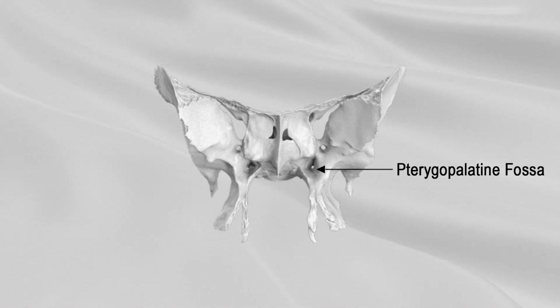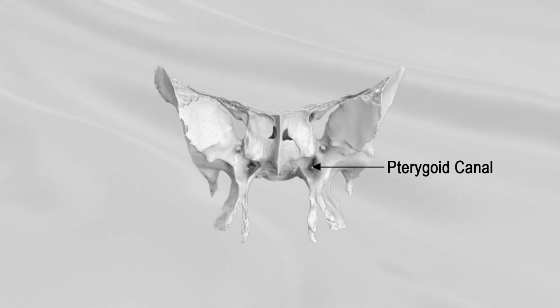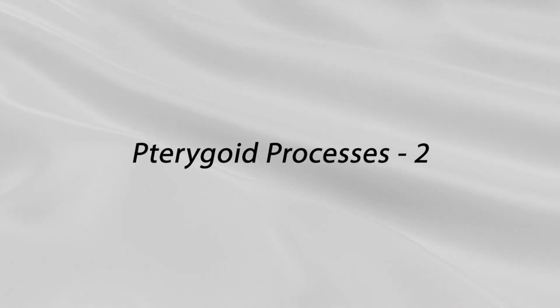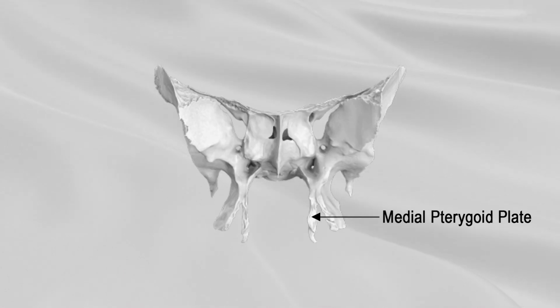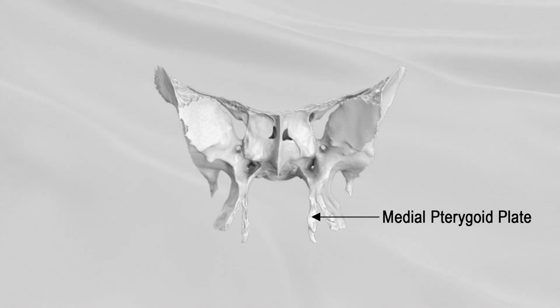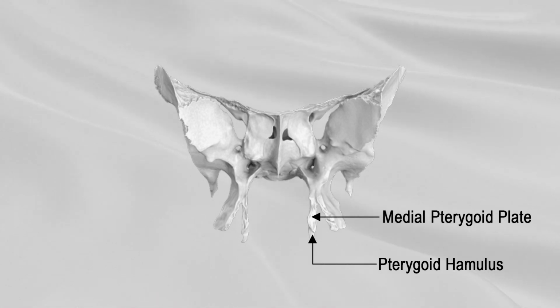The anterior surface of the pterygoid process is broad and triangular near its root, where it forms the posterior wall of the pterygopalatine fossa and presents the anterior orifice of the pterygoid canal. Pterygoid Processes, Part 2. The medial pterygoid plate is narrower and longer than the lateral. It curves lateralward at its lower extremity into a hook-like process, the pterygoid hamulus.